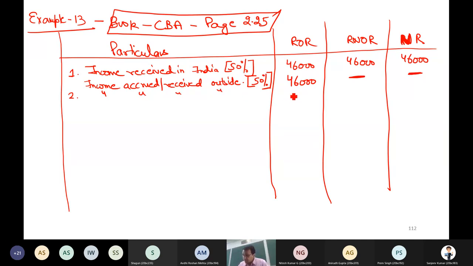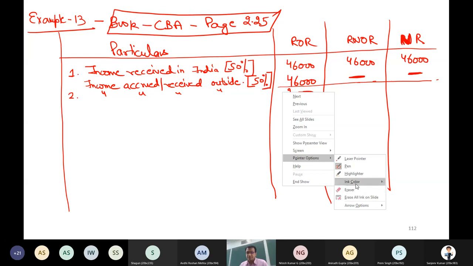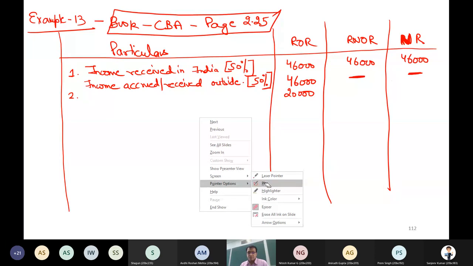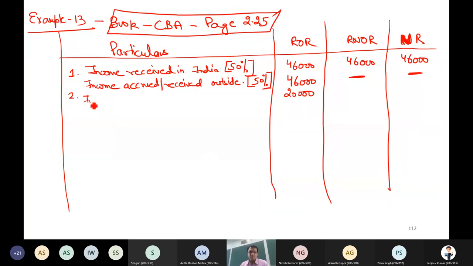How much is the amount? 20,000, taxable for ROR. Okay, this is okay. It is also income accrued and received outside India. Okay, I am writing short from now: 20,000 taxable for ROR only, because this dividend is not from business and profession.